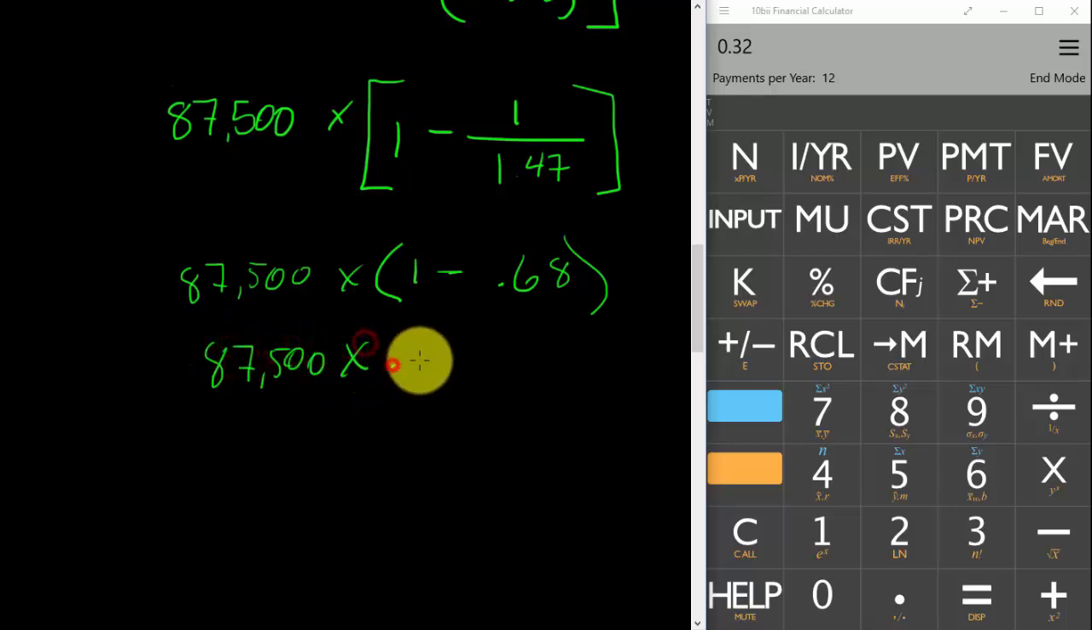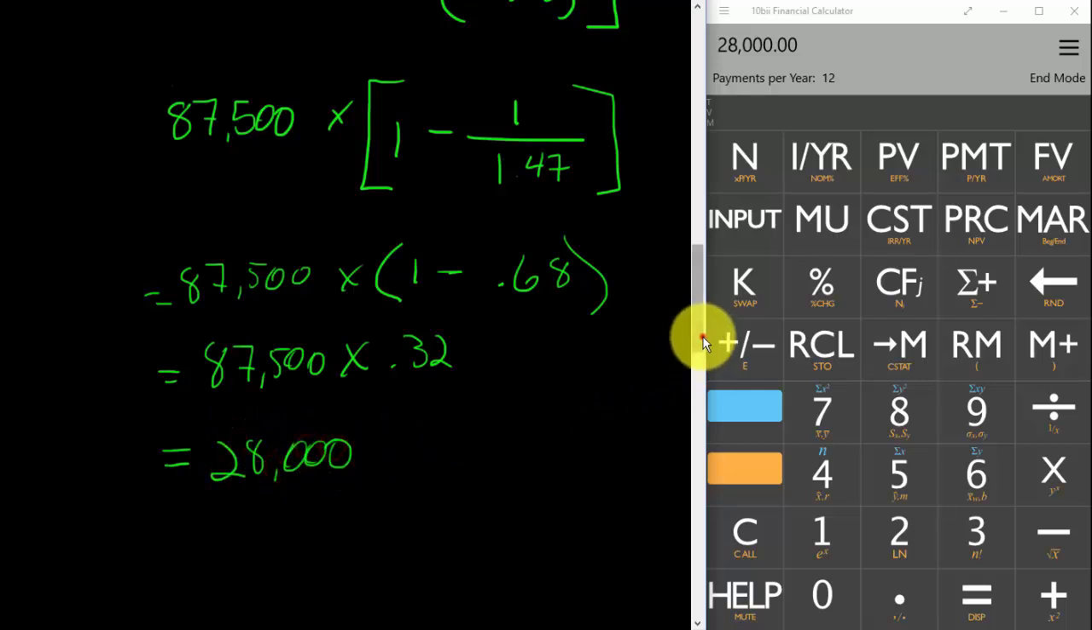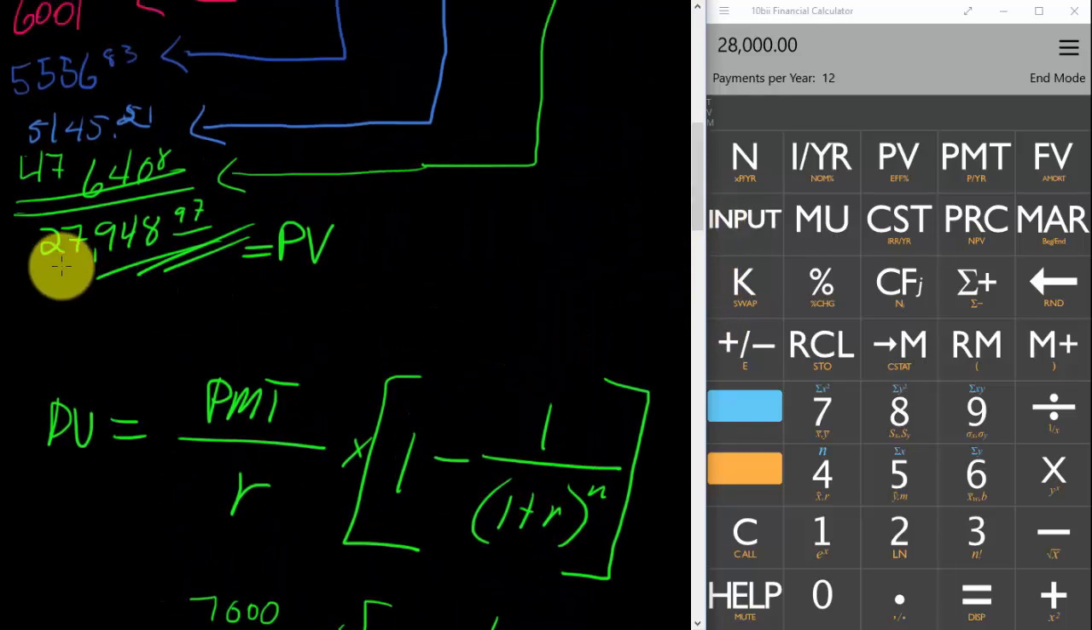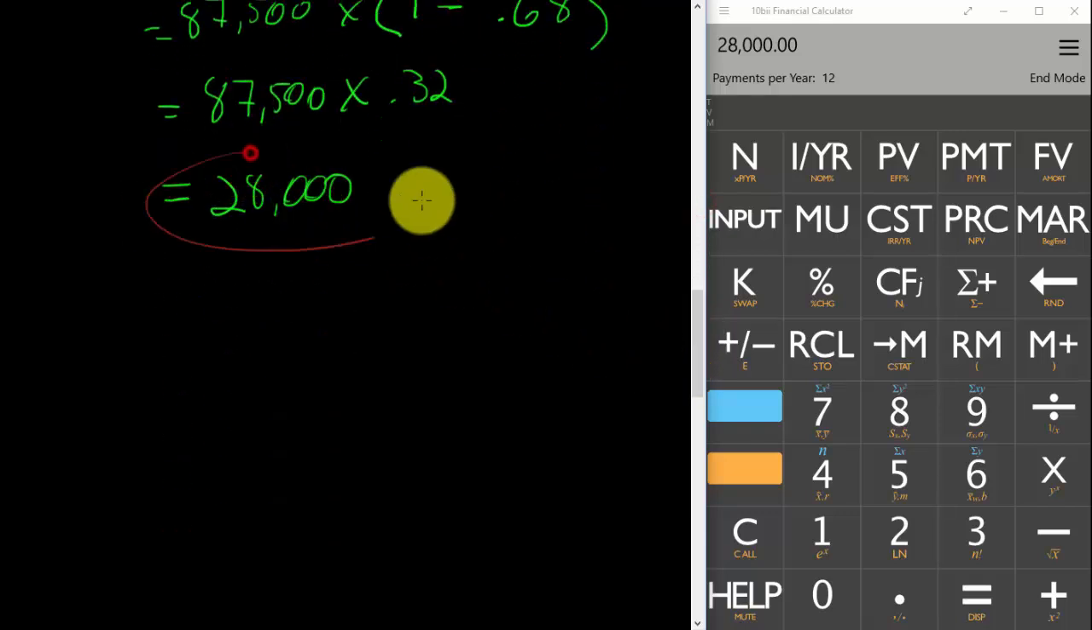87,500 times 0.32 equals, and I get 28,000. There's probably a little rounding error there somewhere, but that's 28,000, and it's really close to this 27,948.97. So this guy is really close to this one. It's basically the same thing, and we know the equation works.